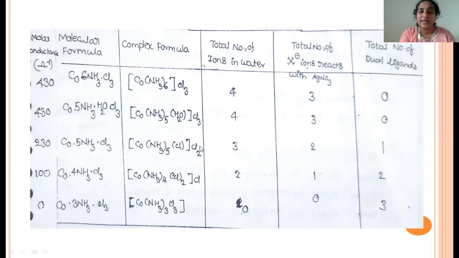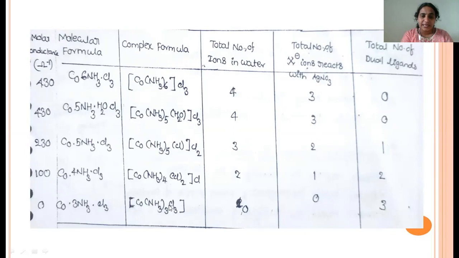Only those ligands which act as primary valency, only these 2 ligands, will react with the silver nitrate. So here only 2 moles of silver nitrate will be consumed. In total, this produces 3 ions in the aqueous solution, hence it produces less molar conductance. And in this complex, one ligand is playing a dual role.